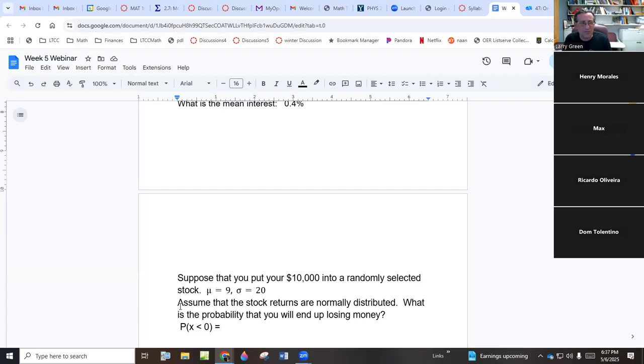Let's assume that the stock returns are normally distributed. It's probably wrong to assume that, but let's just assume that. What is the probability you're going to end up losing money now? Which means the probability that X is less than zero. How do we find that out?